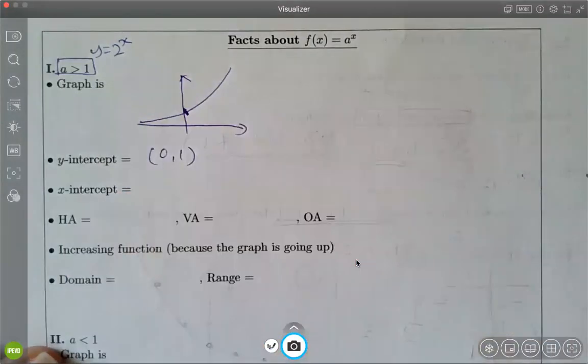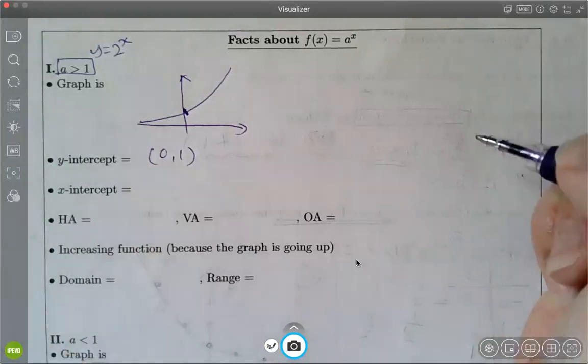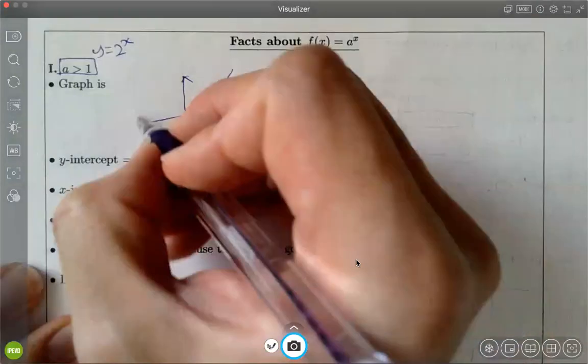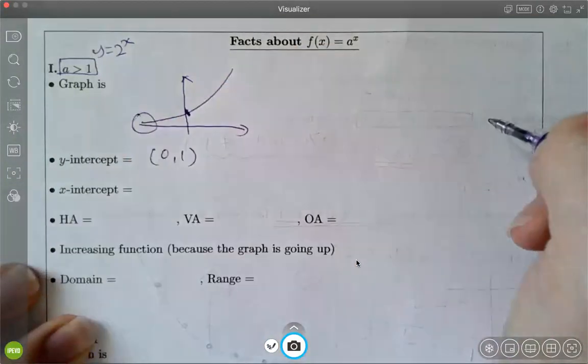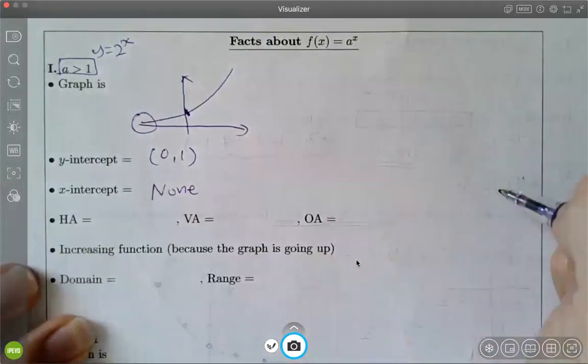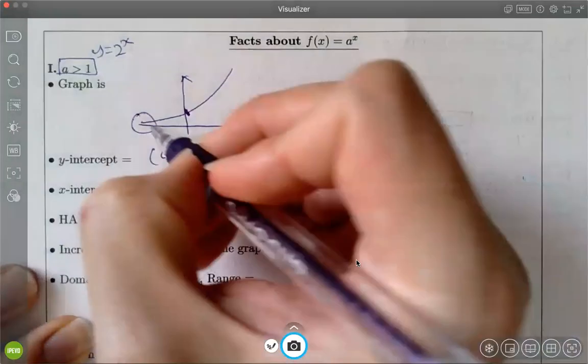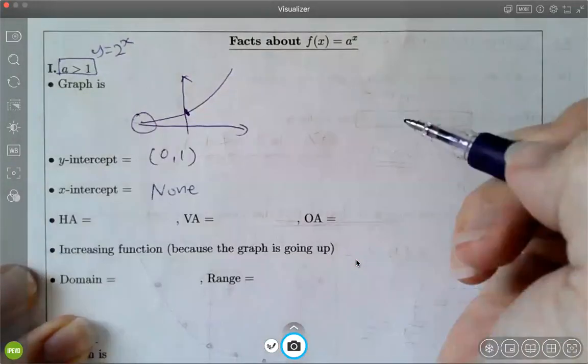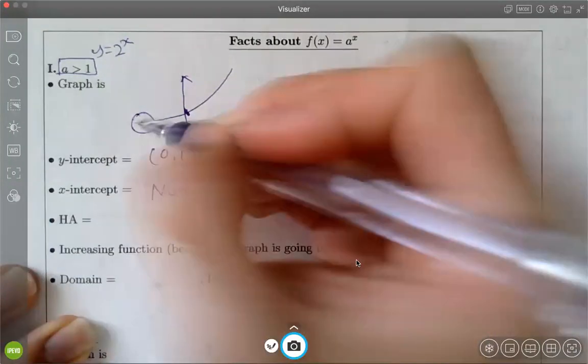And now, does it have an x-intercept? It seems like it does, right? Especially here. Okay, but the fact is there is no x-intercept. Now, the graph gets closer to the x-axis, and then it starts to resemble the horizontal line.